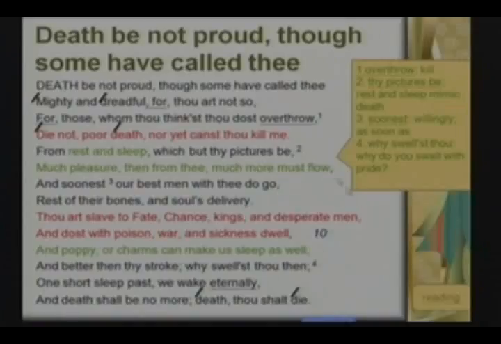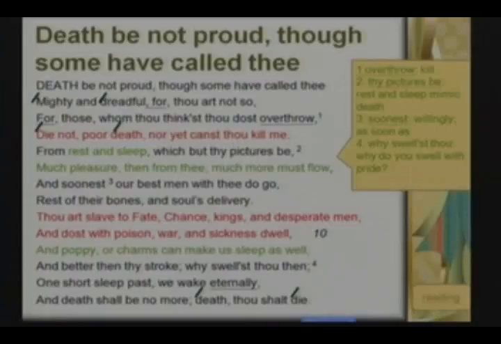Okay. So let's begin again. Death be not proud, though some have called thee mighty and dreadful, for thou art not so. For those whom thou think'st thou dost overthrow, die not. Oh, sorry, die not, poor death, nor yet canst thou kill me.